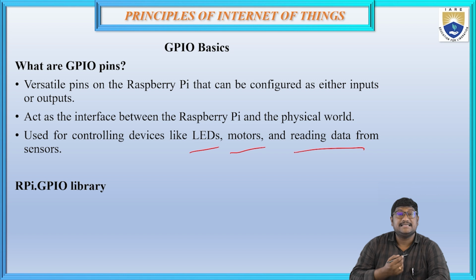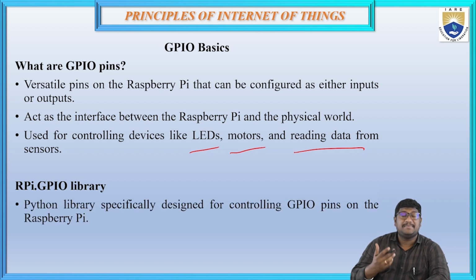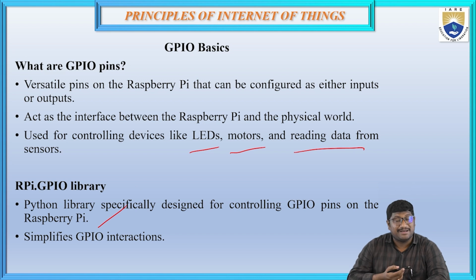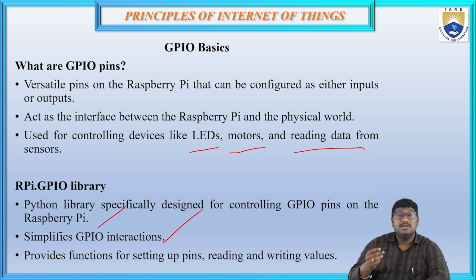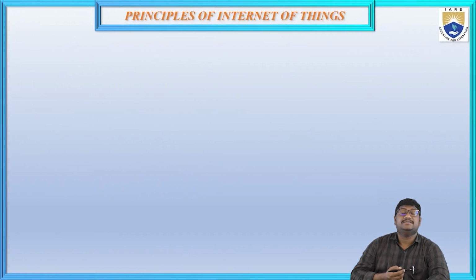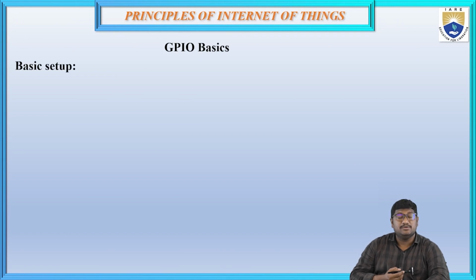And here, the RPi.GPIO library is majorly used for Python programming. What does the library look like? It is a Python library specifically designed for controlling the GPIO pins on the Raspberry Pi. Along with this, I will show you a sample program, which simplifies GPIO interactions. It provides multiple functions for setting up the pins, for reading values from sensors, and for writing values to actuators. This is how the functions are going to set it up.